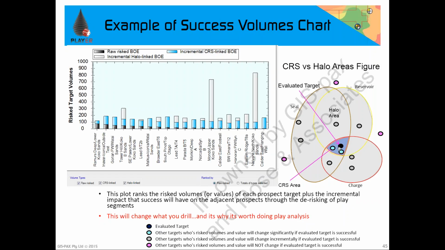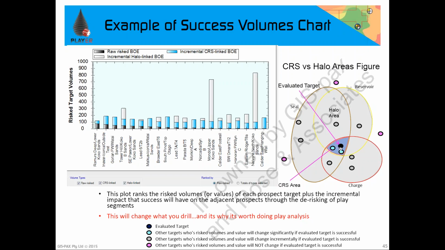If I take an individual target in a play, and all of these leads and prospects are all in one play interval, that particular thing in black is in a charge polygon, it's in a seal polygon, and it's in a reservoir polygon. And obviously there's other polygons, but these are the polygons that relate to this single black target. Now, to keep the numbers simple, if I had a play risk of 50 for seal, 50 for reservoir, and 50 for charge, then in this common risk segment area in here, where the prospect is, 50 by 50 by 50, this will be 12.5% play risk.